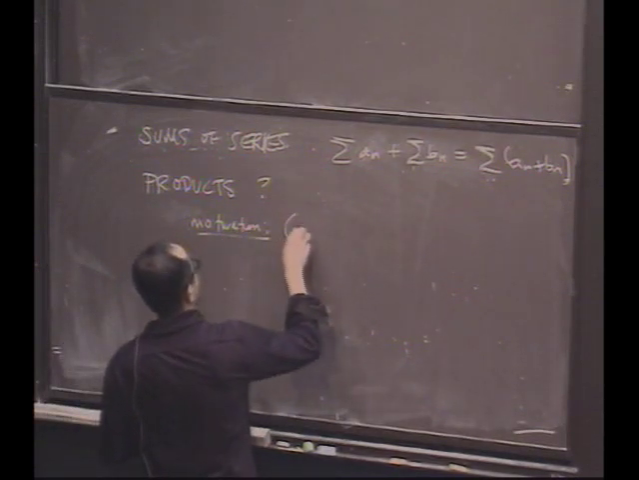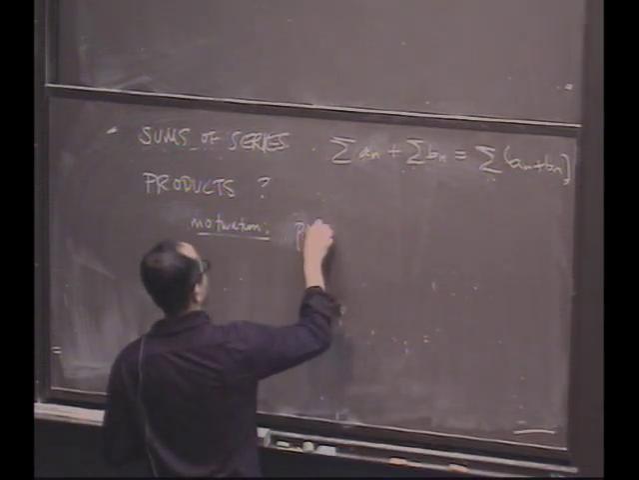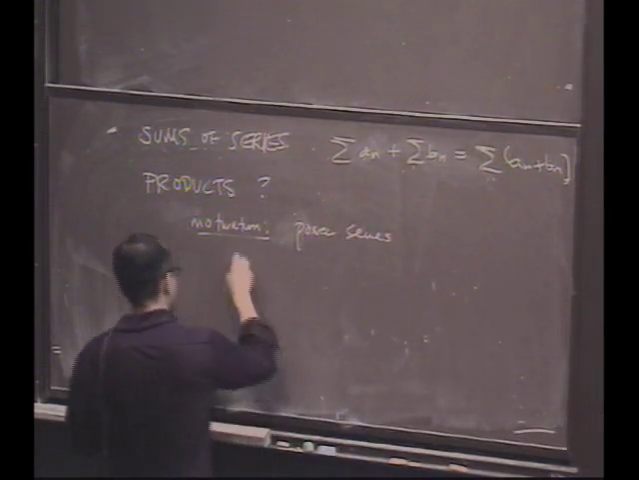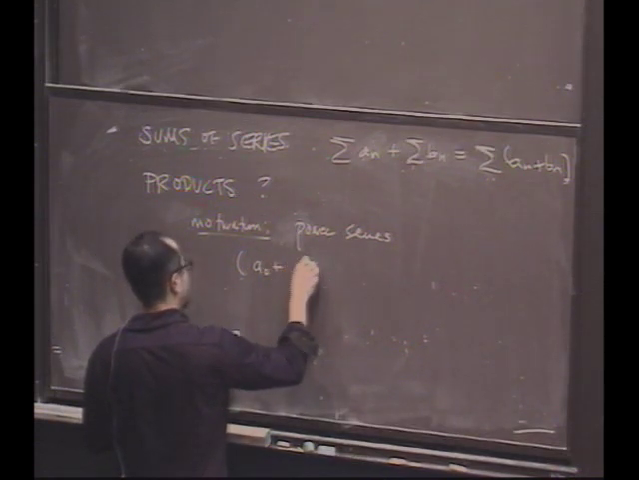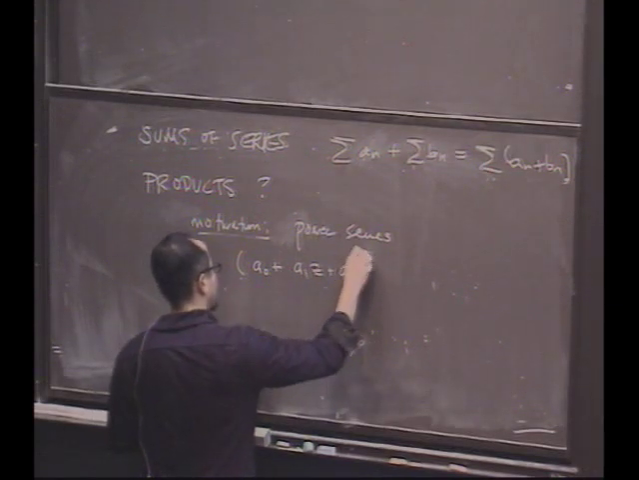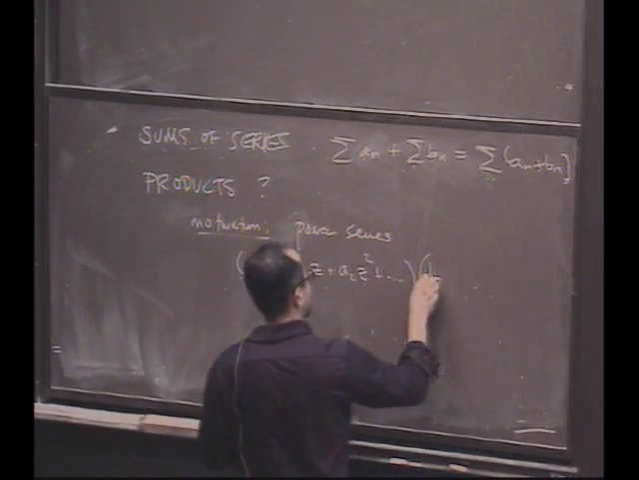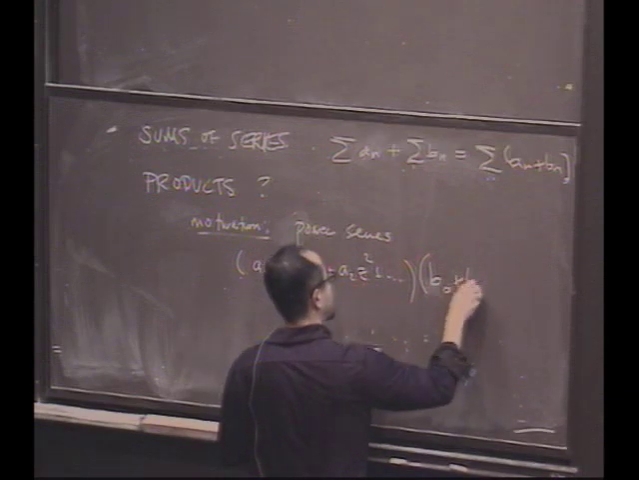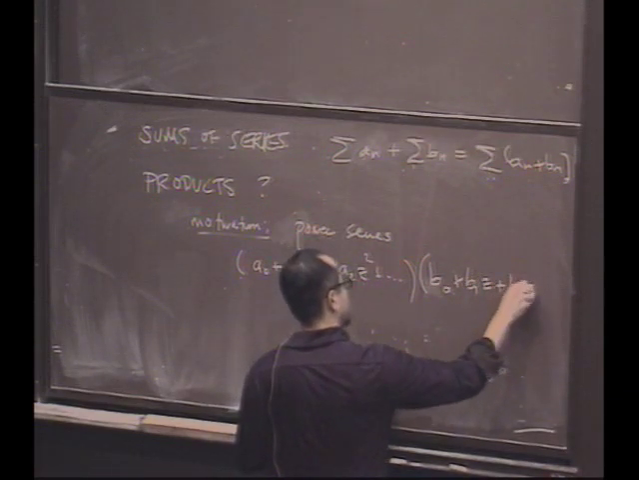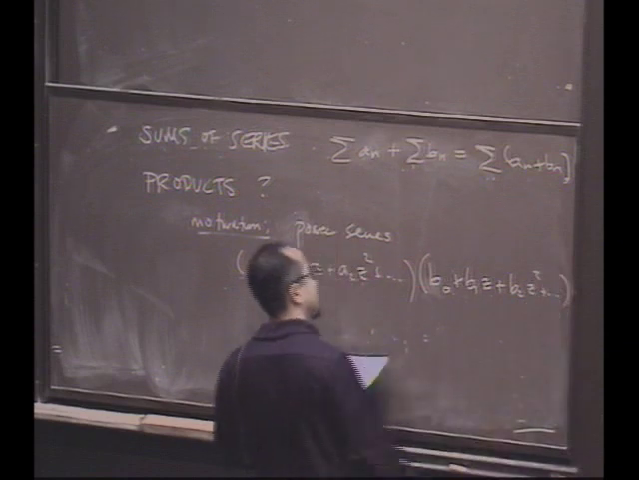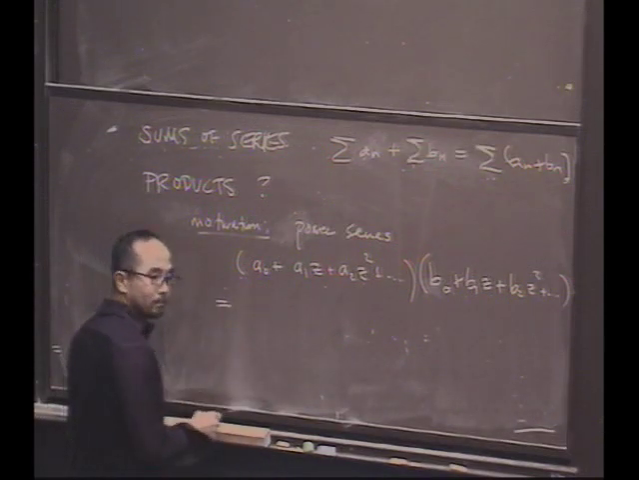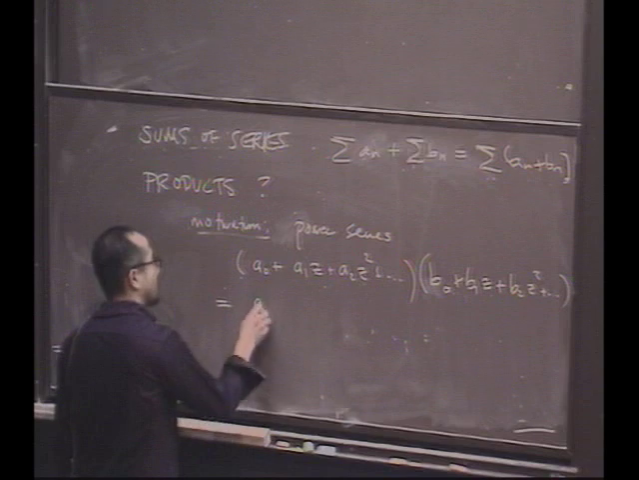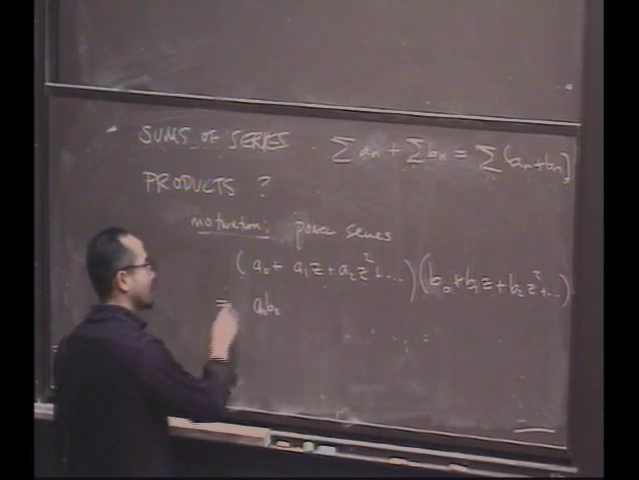The motivation actually comes from power series. So in power series, you might have a series that starts off like this: a_0 plus a_1 z plus a_2 z squared plus dot dot dot. And you might have a second series, b_0 plus b_1 z plus b_2 z squared dot dot dot. If you ask somebody to take the product of these two series, what would you get? What's the first term? a_0 b_0.